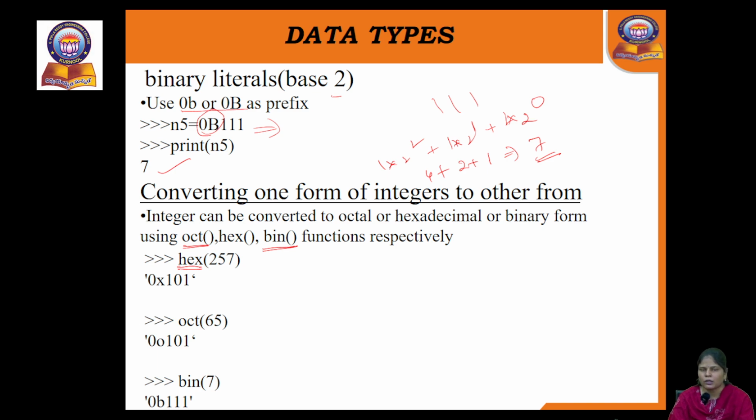These are the three functions used for conversion of numbers into different formats. For octal you have oct, for hexadecimal you have hex, and for binary format you have the bin function. These are the three functions we have for internal conversions, right?